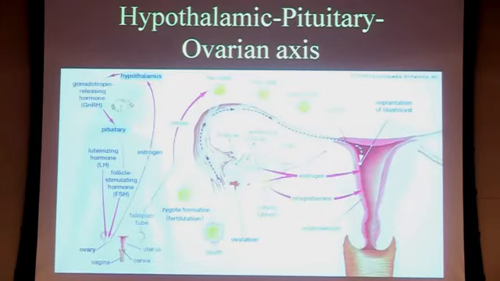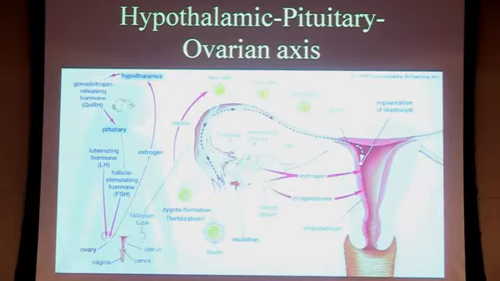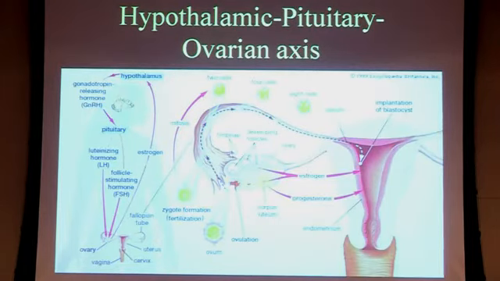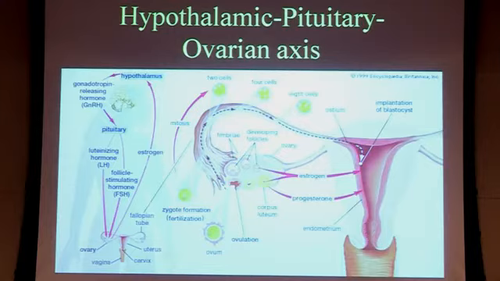So I just want to talk briefly about the hypothalamic pituitary ovarian axis. Ovulation is not controlled by the ovary, it's actually controlled by the brain. At the base of the brain, there's a hypothalamus, and just below that is a pituitary gland. The hypothalamus releases gonadotropin-releasing hormone to stimulate the pituitary gland to release gonadotropins, which are FSH, follicle-stimulating hormone, and LH, luteinizing hormone. And these two hormones are important because these are the medicines that you will be receiving in vitro fertilization.